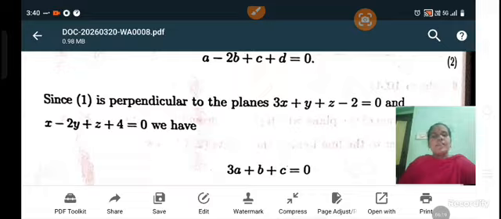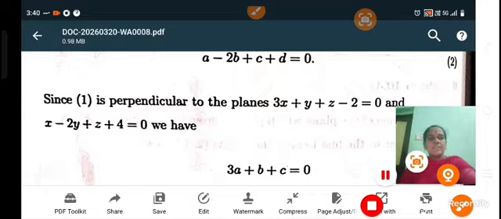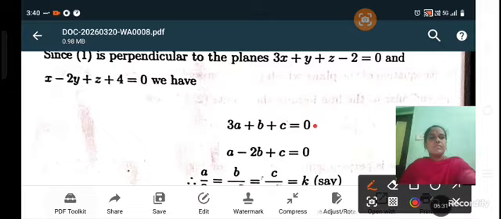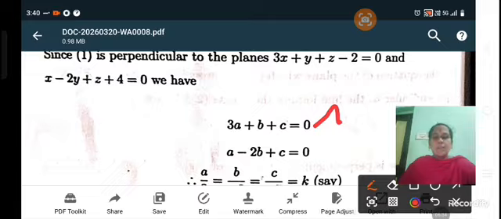Two conditions: 3a plus b plus c is equal to 0. Mark it equation number 1. Then minus a minus 2b plus c is equal to 0. Mark it equation number 2.